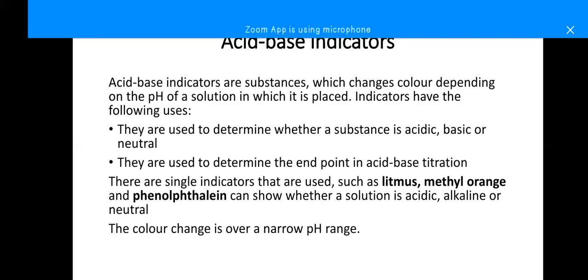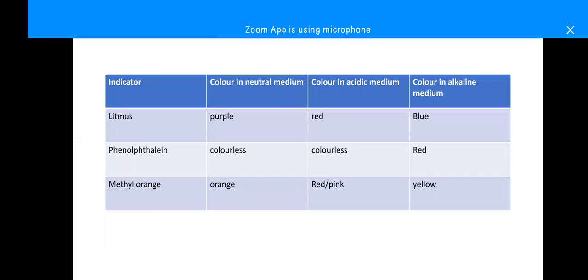Now, the color change is over a narrow pH range. The next slide shows a table telling you what result you get when you place an indicator in an acid, a base, or a neutral medium. A litmus paper in a neutral medium gives a purple color, in an acidic medium gives red, and in a base medium gives blue. So you study the table and know what color change you get in acidic, alkaline, or neutral media. Phenolphthalein is colorless in a neutral medium and also colorless in an acidic medium. But in a basic medium, you have red.